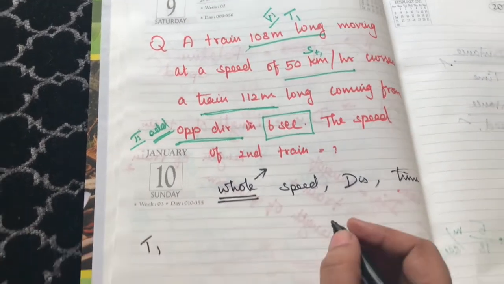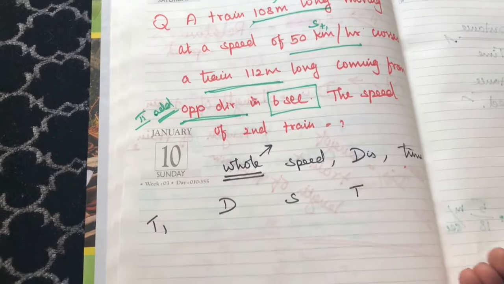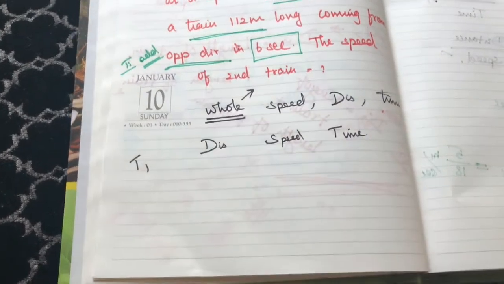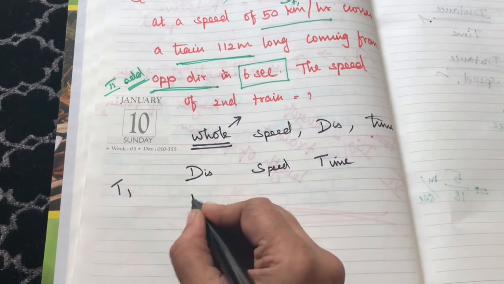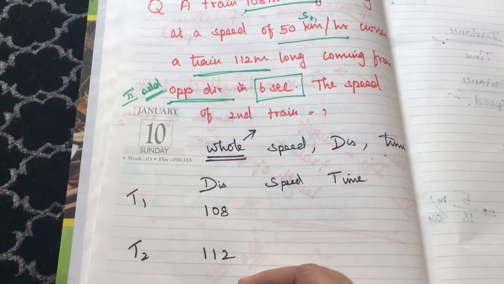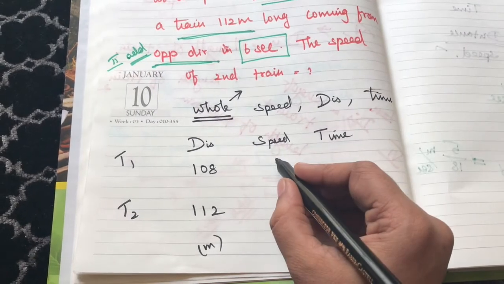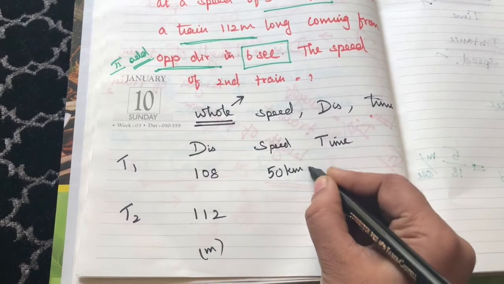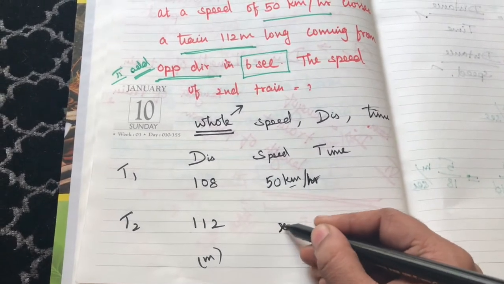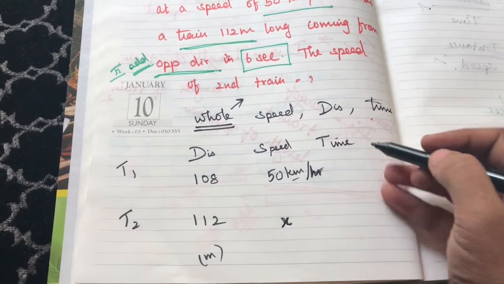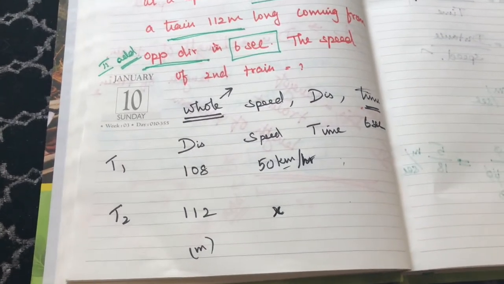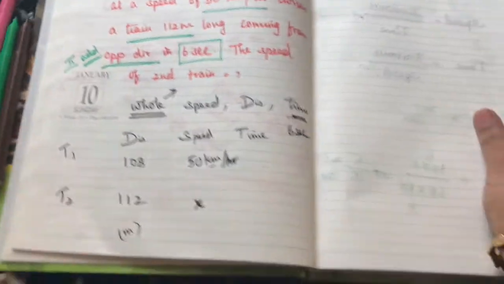Okay, so we need to first write the whole thing. So what is train number 1? Train number 1, distance, speed and time. So what is the train number 1 distance? 108. Train number 2 distance? 112, which is in meter. Okay, what will be the speed? 50 kilometer per hour. Note it, it's in kilometer. And what will be the second one? We don't know. I'm just taking it as x. Then, what is the time? They didn't give these times, but they have given the total time as 6 seconds. That's why I just said we need to find the whole thing.